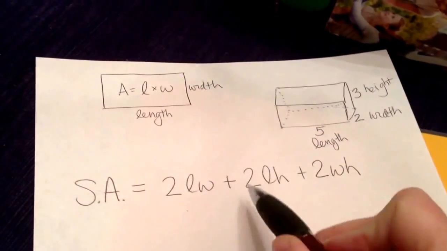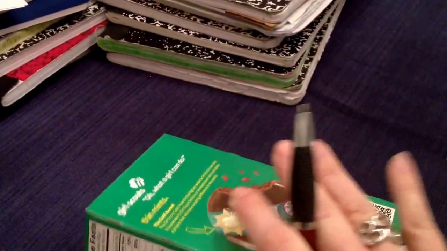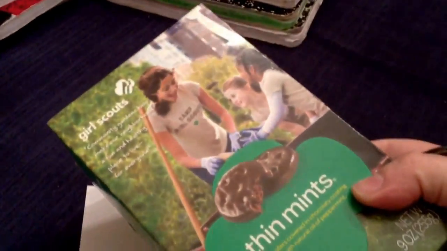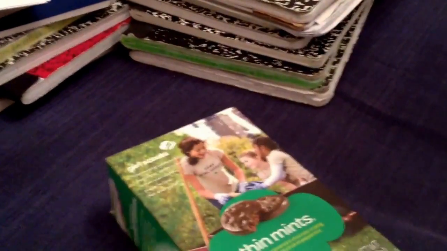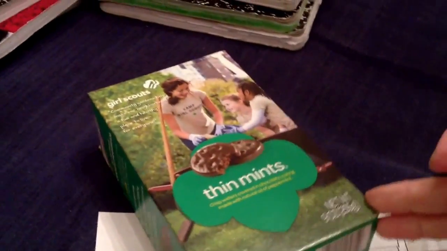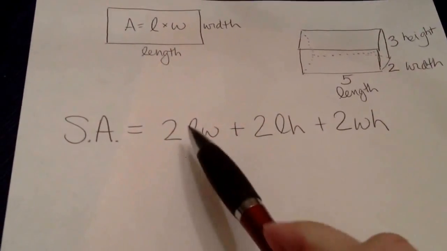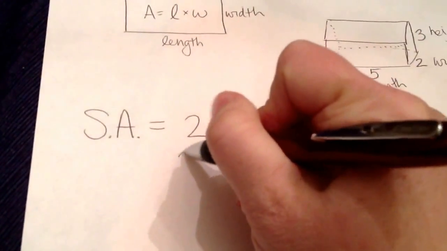And we're multiplying by 2 because a rectangular prism has 6 sides, and if you notice, the opposite sides are the same exact area. This front and the back are the same, the top and the bottom are the same, and the 2 sides are the same. So that's why each side that we find the area for, we're going to multiply by 2. Okay, so we're going to keep the 2 in there.